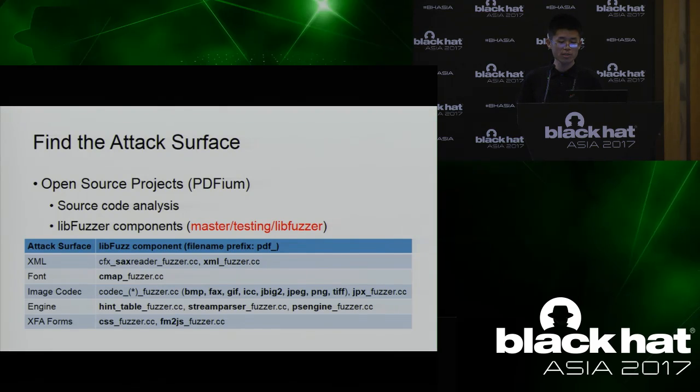But PDFium itself ships nearly 20 official folders. So we can find the folders under the testing/libfuzzer directory. The folders cover the following fields, including XML, font, images, engines, and forms. Now you don't have to read the boring standard documents. You can just analyze the source code of the libfuzzer components here.